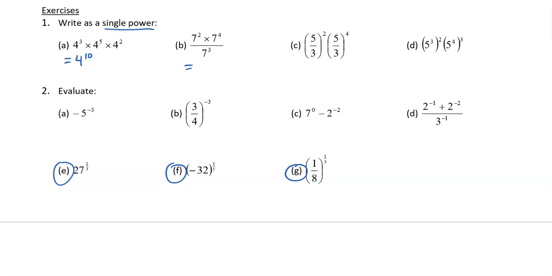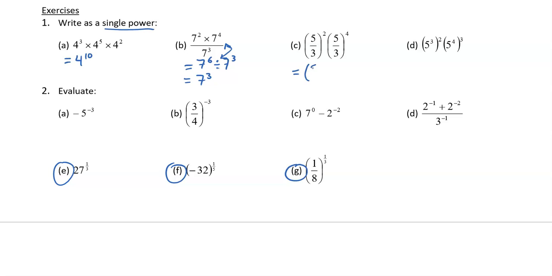The next one is 7 squared. And so we get 7 to the power of 6. And we're dividing by 7 to the power of 3, which gives me 7 to the power of 3. Let's just subtract them across the exponents. Now division can be written as the fraction sign or as the division sign like that. And sometimes it's easier to write it as the division sign. The next one says write as a single power. So again, I've got the same base, even though they're fractions, they're the same base, 5 over 3.